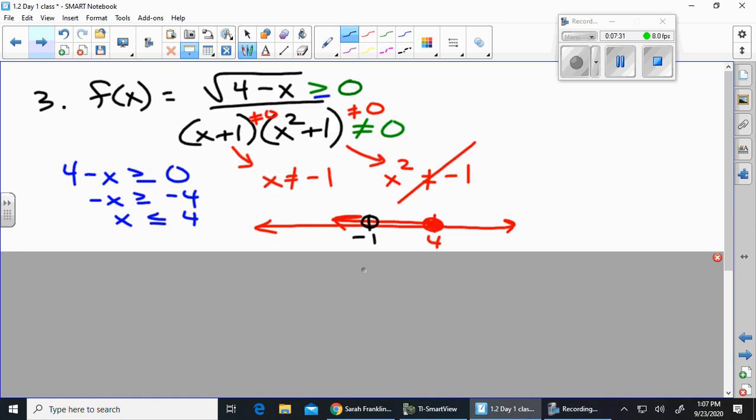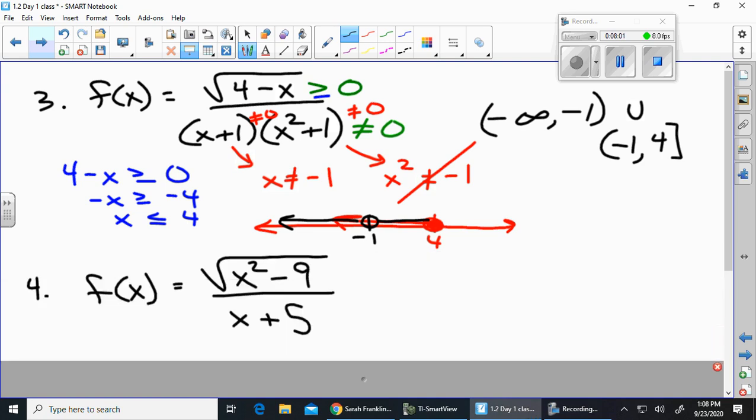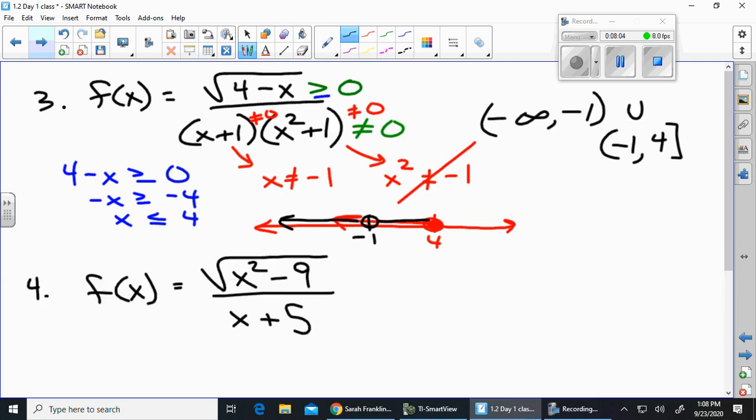So now think of putting that together. If you think of really what that is, interval notation, left to right, anything will work up to negative 1. Negative 1 won't work. Anything will work after negative 1 up to 4. If you have an open circle on a number line, that's when you're going to write it twice with parentheses.